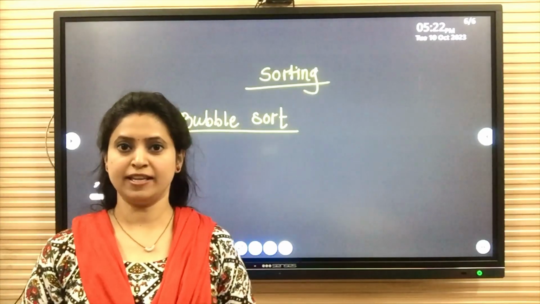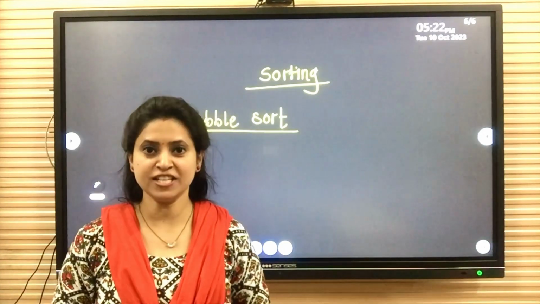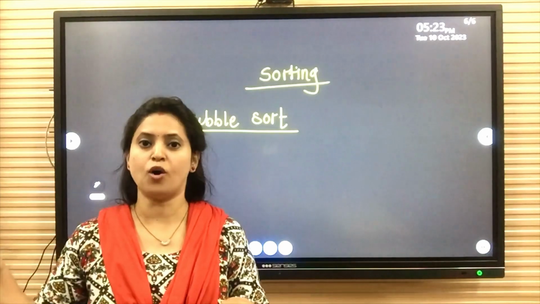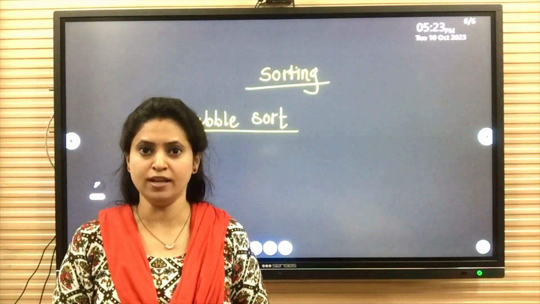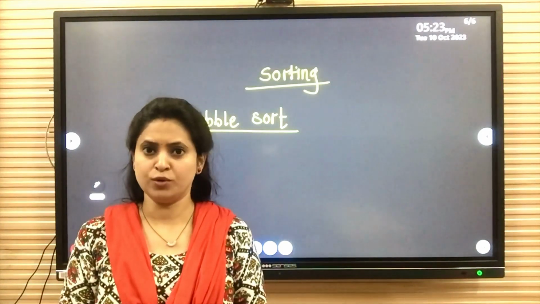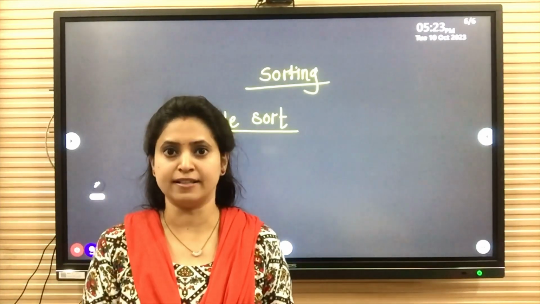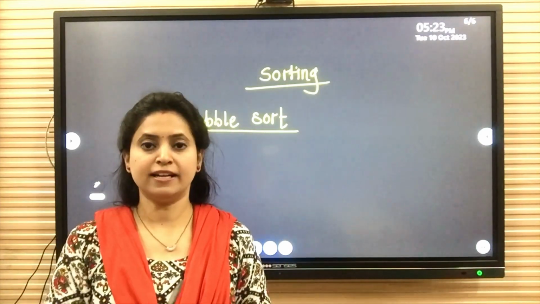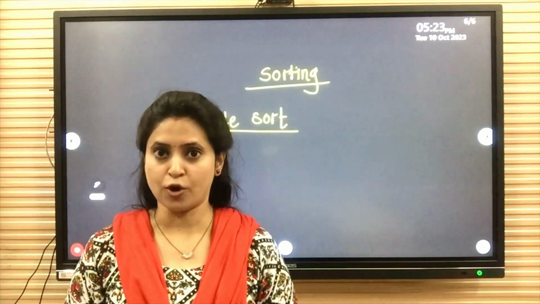Today we are going to study about sorting. So basically sorting means arranging the elements in a particular order. We can consider that as ascending order or descending order. If we are having elements like integers or floats, we can arrange them in ascending or descending order, or if we are having characters like A, B, C, D, we can arrange them in alphabetical order. So this is considered as sorting.